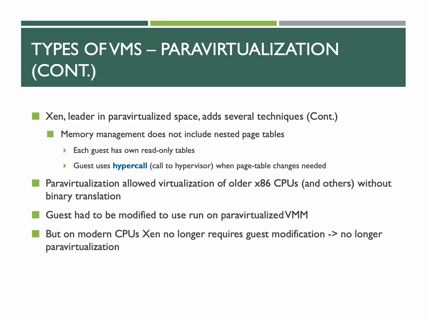So initially, paravirtualization was particularly valuable for virtualizing older x86 CPUs that did not support hardware-assisted virtualization. It enabled these CPUs to support virtualization by modifying the guest OS to run on a paravirtualized VMM without the need for binary translation, reducing overhead and improving performance.